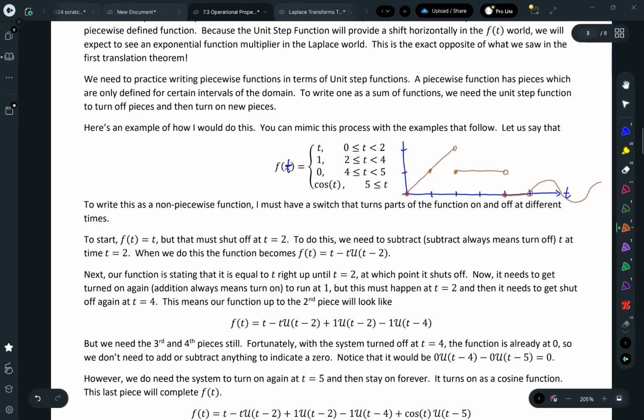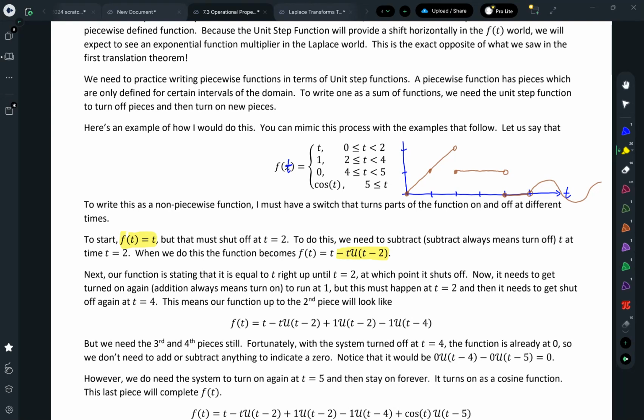So to start with, f of t is equal to t, right? We drew that. We see it in the first row of f of t. But then that's going to have to shut off at t equals 2. To do this, we have to subtract. Subtract always means turn off. So we have to subtract t at the time t equals 2. We're saying minus t times the unit step function of t minus 2. The u of t minus 2 literally tells the system only at t equals 2 will we do this shut off of t.